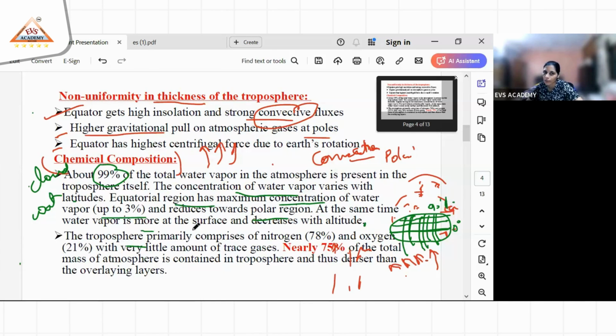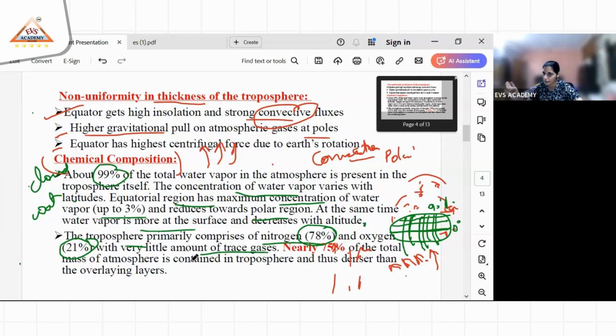At the same time, water vapor is more at the surface and decreases with altitude. Now the troposphere primarily comprises nitrogen 78% and oxygen 21%, with very little amount of trace gases like argon, helium and so on. Nearly 75% of the total mass of the atmosphere is contained in the troposphere and thus it is denser than the overlying layers.